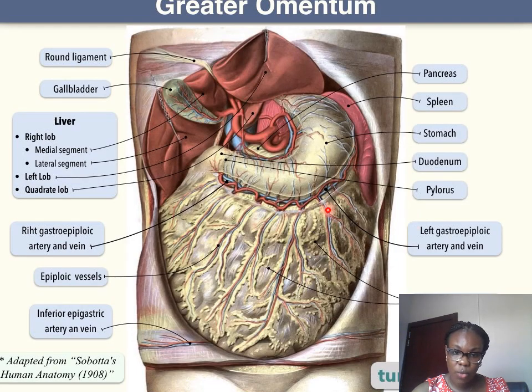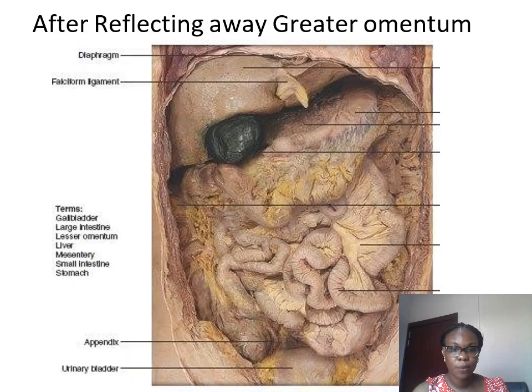Still the same greater omentum. This is how it sits naturally. In cases when there is inflammation and the likes, it can move away from its normal position. So it sits like this naturally. Then after the greater omentum has been reflected away, you then see the intestinal loops that are lying beneath it. In this case now, the greater omentum has been reflected away.